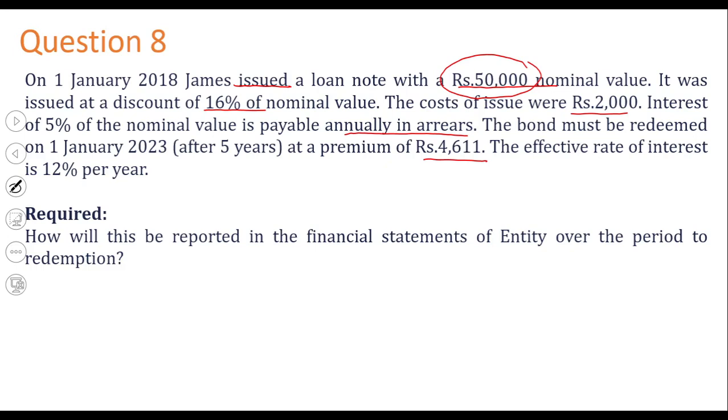To attract it, they are saying after 5 years, when you pay you back, we will pay 5,000 more. Then it becomes a little attractive. Then people tend to buy. So that's what happens here. Also, they have given the effective interest rate as 12%. Now, you ask how to recognize this.